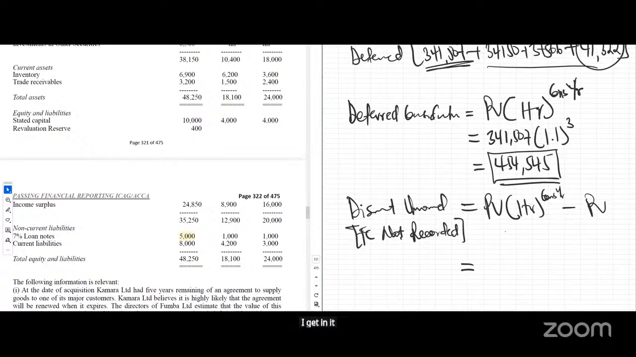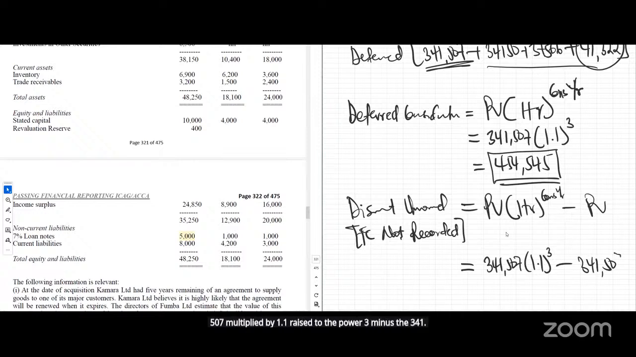So in this case, if I want to get the discount unwound, all I will do is take my 341,507 multiplied by 1.1 raised to the power 3 minus the 341,507. That's all. And you arrive at 113,038, which is the total finance cost not recorded.